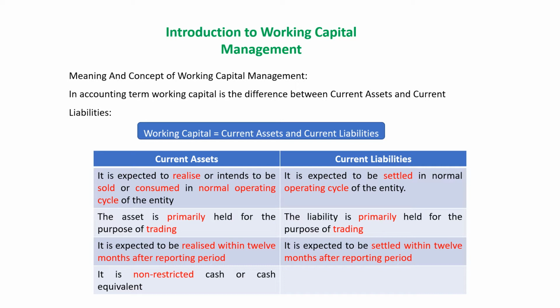Every business will have some operating cycle, say from raw materials to finished products, finished products to sales, from sales to debtors and debtors to realization. So if any asset is falling under this process, then it can be said to be a current asset.